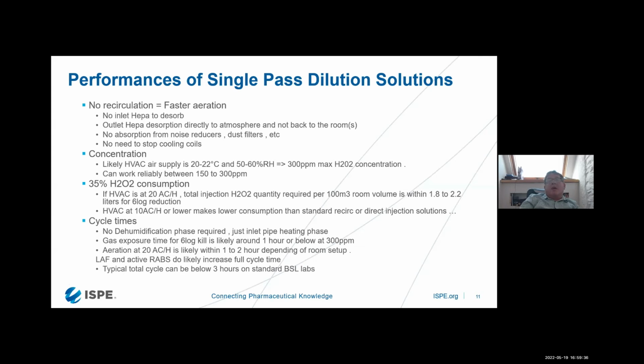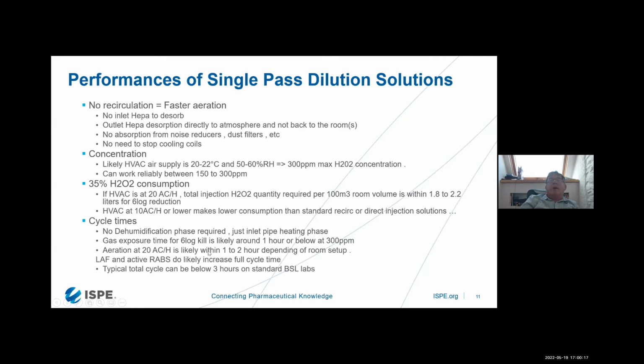The cycle time is a total cycle. As I said, it's about 1 hour. From 45 minutes to 1.5 hours is a rule of thumb for the exposure time. No dehumidification phase. No, we work from 50%, so we take what we have. We just need to heat up the inlet pipe, so depending on the pipe length between the VHP and the HVAC, that makes the time. To make it short, it can be between 5 minutes to 30 minutes on average.